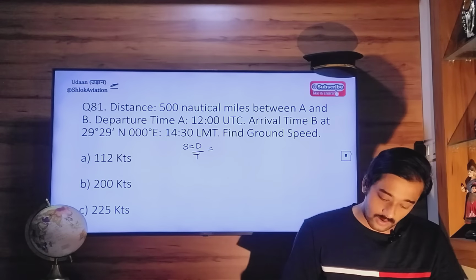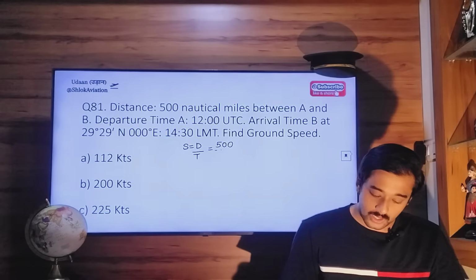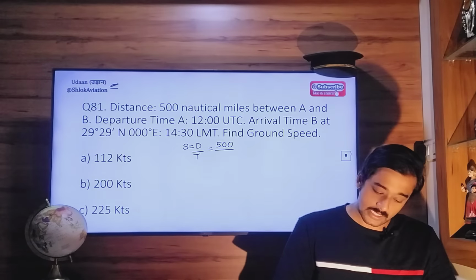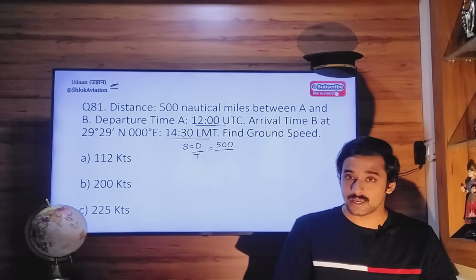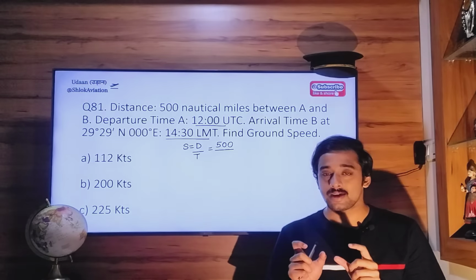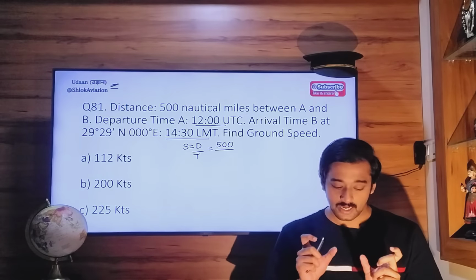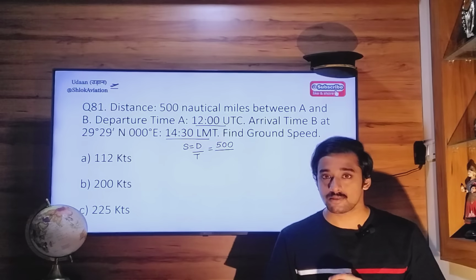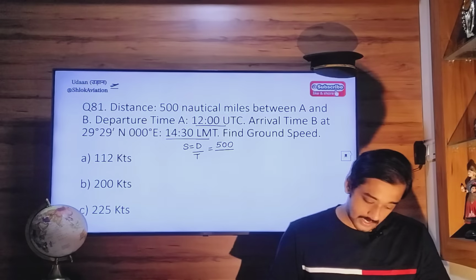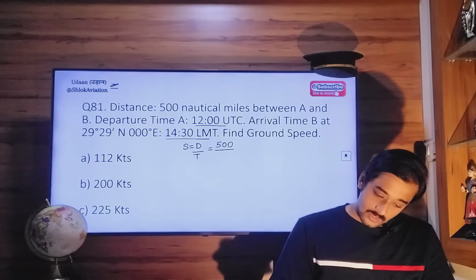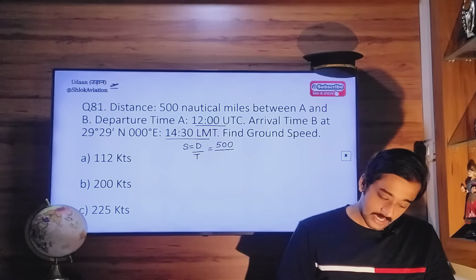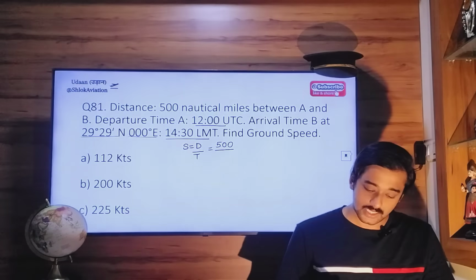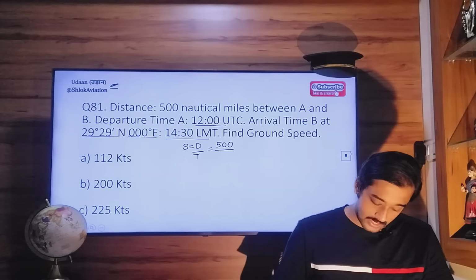What is the distance? 500 nautical miles. What is the time? We have one time in UTC, the second time in LMT. So let's bring the LMT time at par with UTC time. Let's convert LMT into UTC. So arrival time at 29 degrees north 000 degrees east is 1430 LMT.